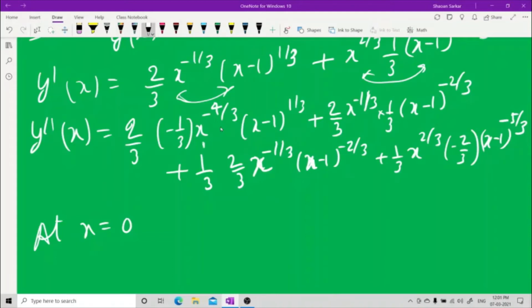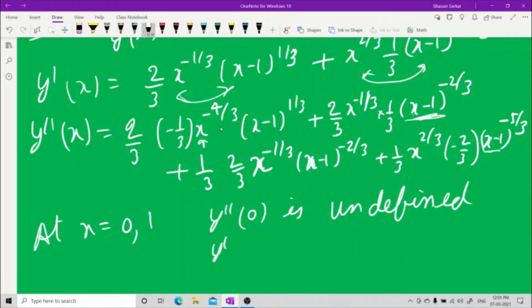See, here if you put 0, this will come down in the denominator and become infinity. Here you will put 1, this will become 1 minus 1, 0 in the denominator. This will make the thing infinity. So at x equal to 0 and 1, y double dash 0 is undefined, and y double dash 1 is undefined. Both are undefined.